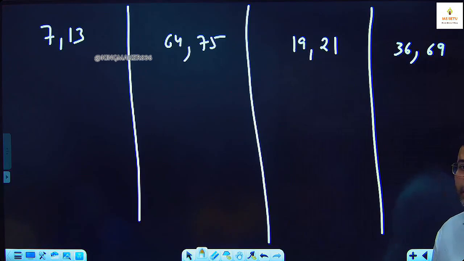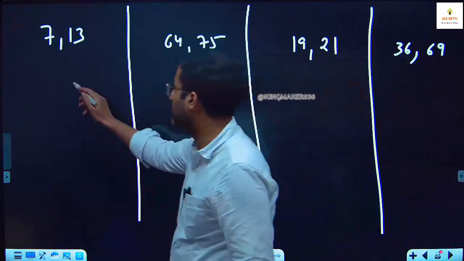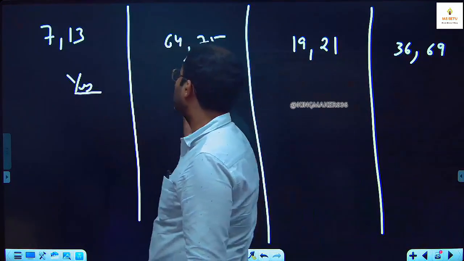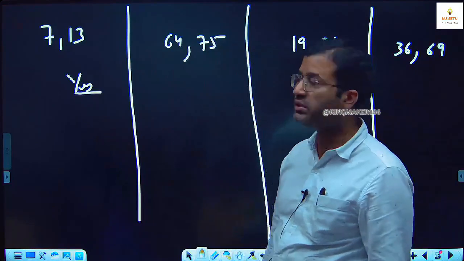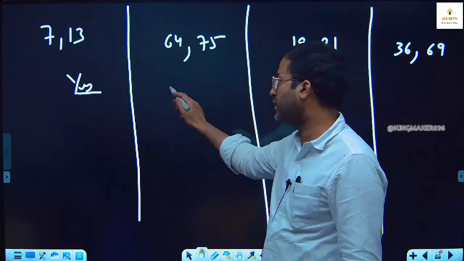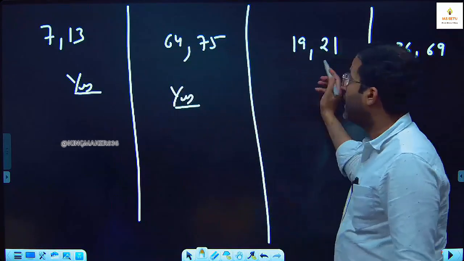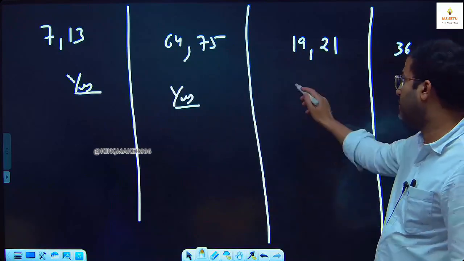7 and 13 co-prime, yes or no? Because both are prime. Two prime numbers are necessarily co-prime, no need to check. 7 is prime, 13 is prime, yes. 64 and 75, yes. You take the factors of 64 and the factors of 75, you find only one as a common factor, yes. 19 and 21, yes.